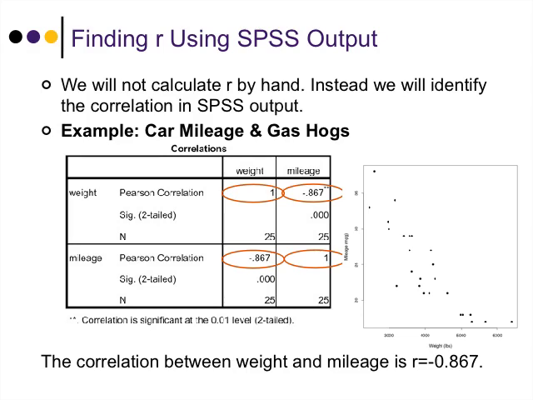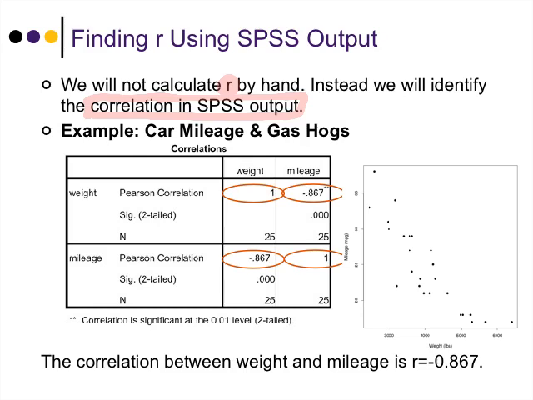Okay. Most of the time, we're not going to calculate the correlation coefficient. Sorry, we certainly won't calculate it by hand, because we won't even give the formula for calculating it by hand. That'll come in a later course, what's called the least squares method. Instead, we're just going to identify the correlation in SPSS output, which we'll get to talk about soon. In SPSS output, we have it here.